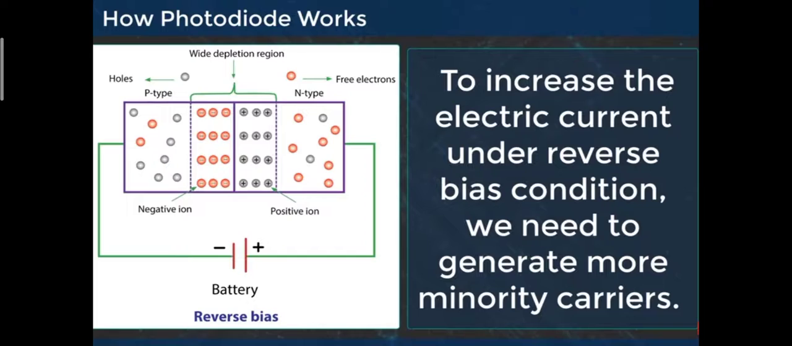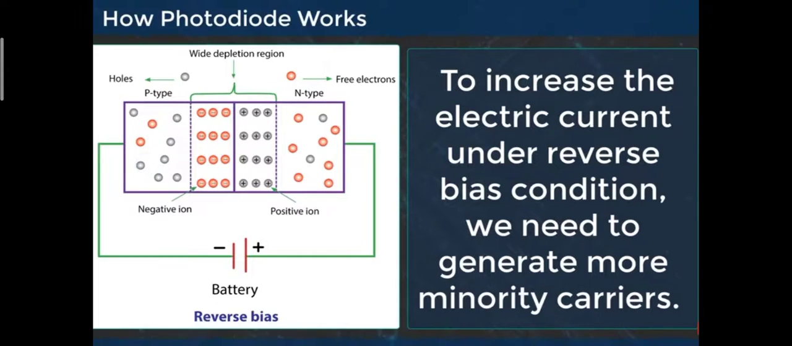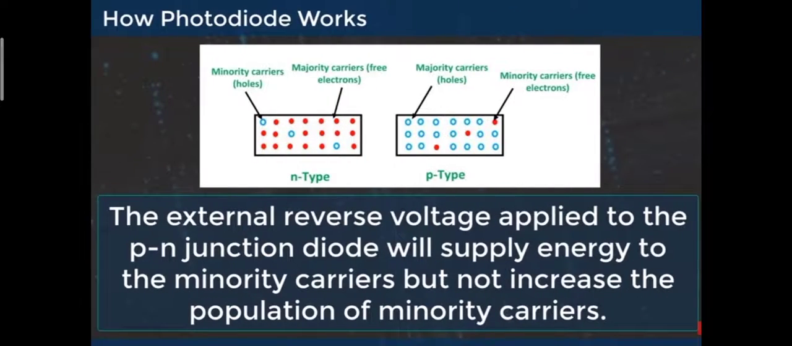So to increase the electric current under reverse bias condition, we need to generate more minority carriers. If we want to increase the electric current, we should generate more free electrons. If we generate more free electrons, more current will be generated in the reverse bias condition. The external reverse voltage applied to the PN junction diode will supply energy to the minority carriers but not increase the population of minority carriers.